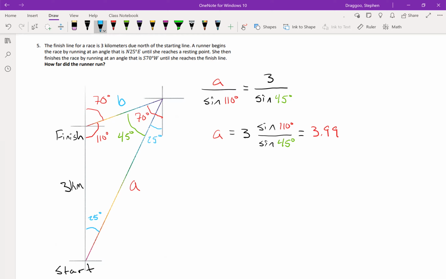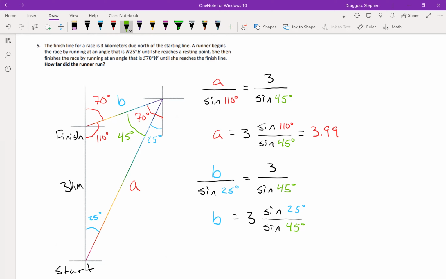Now I'll do the same thing to get B. So B divided by the sine of its interior angle, which is 25 degrees, is equal to that same thing on the other side, 3 over sine 45, meaning that B is 3 times the sine of 25 divided by the sine of 45. Plugging that into a calculator, I got 1.79.